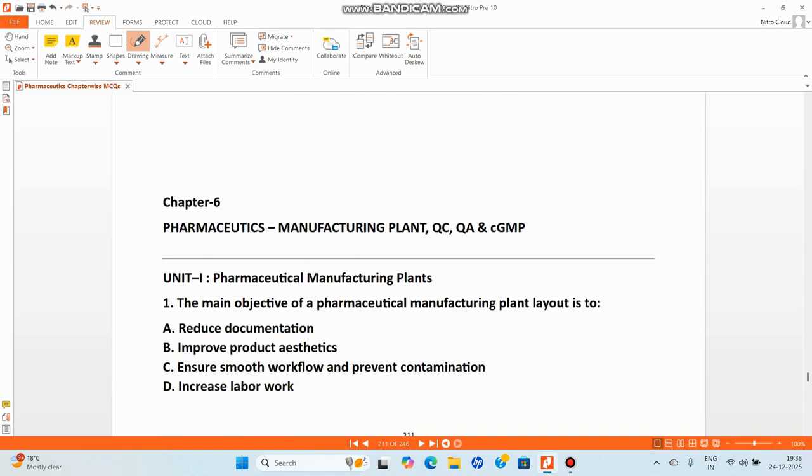Next is chapter number 6, pharmaceutics manufacturing plant, UCQA and CGMP, right?